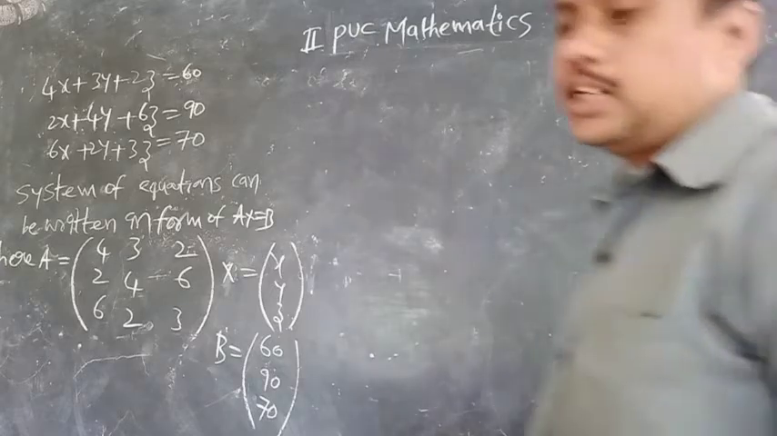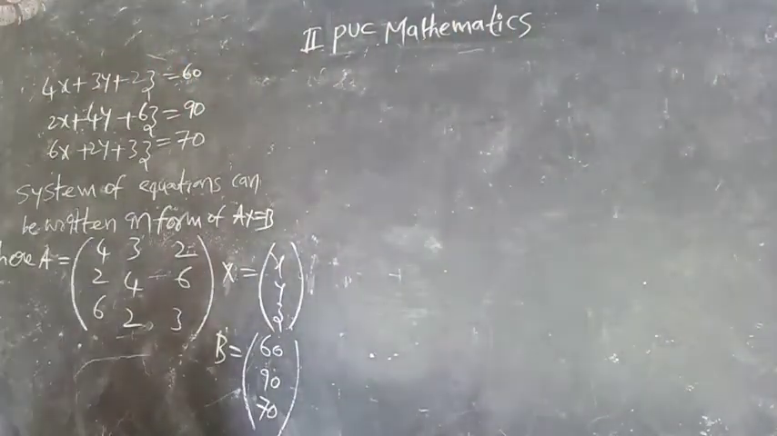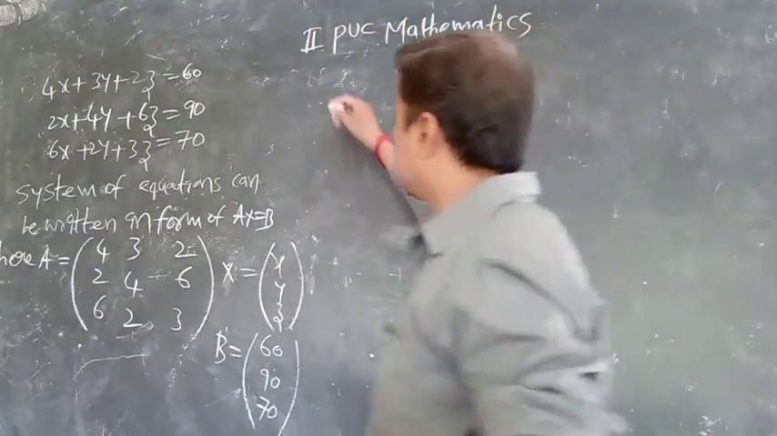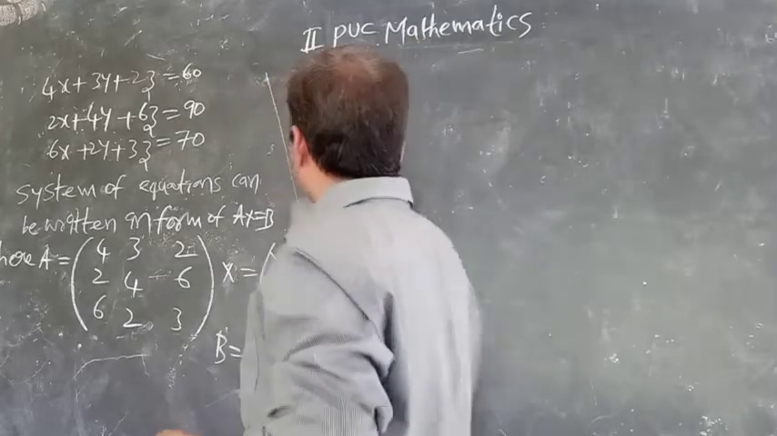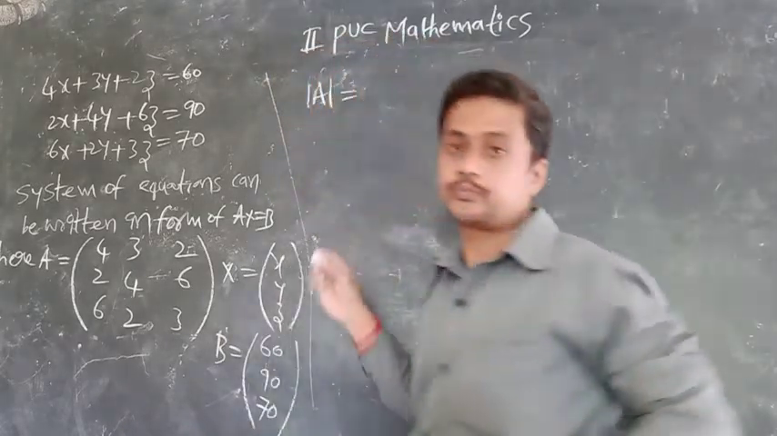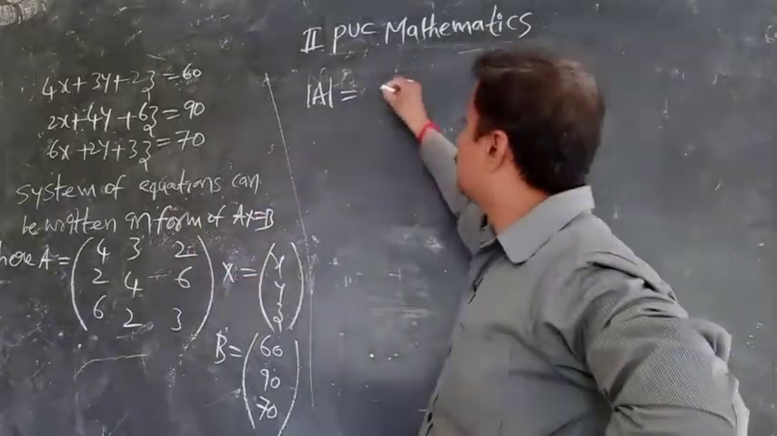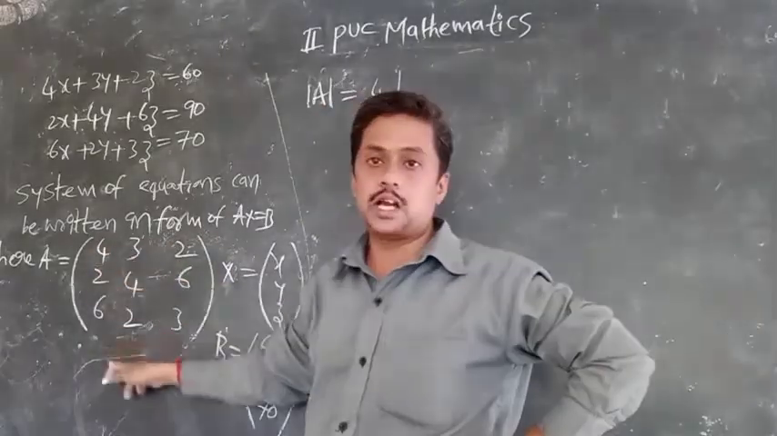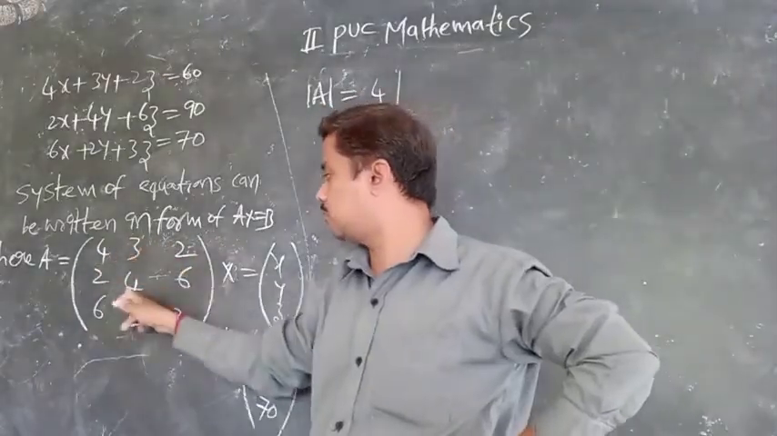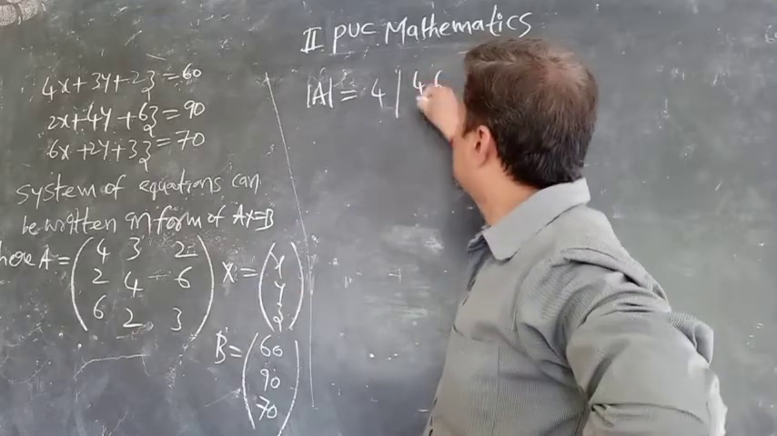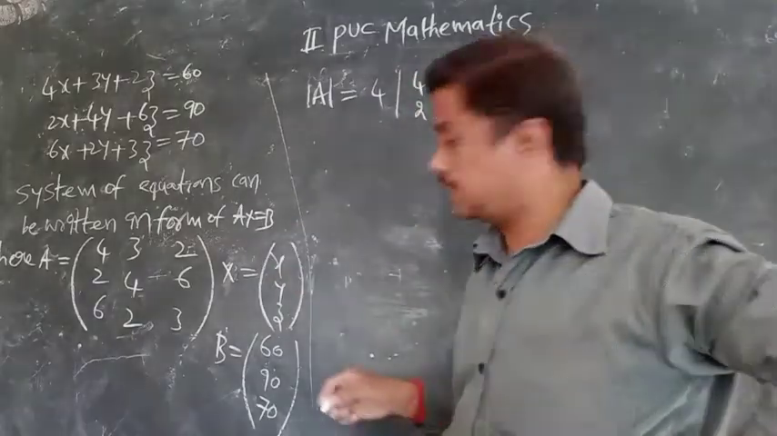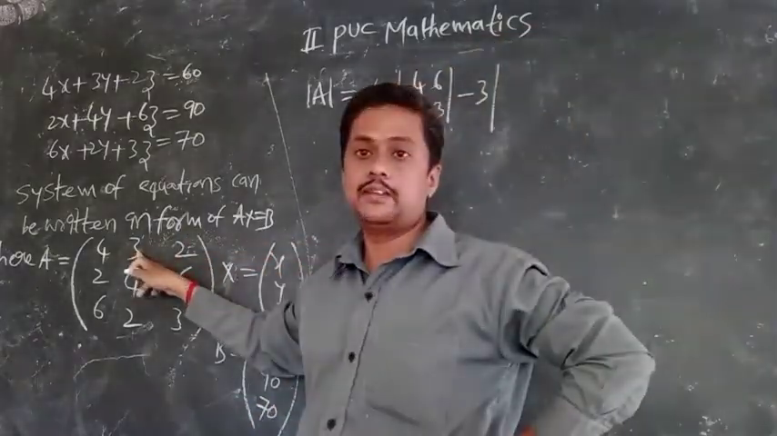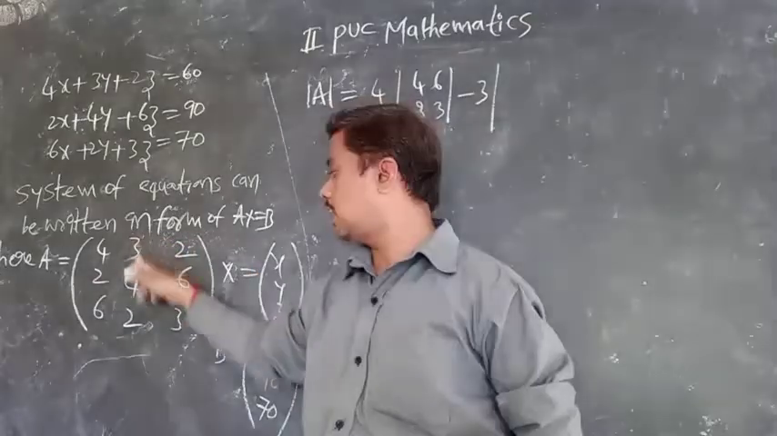Next step is what? You have to calculate the determinant value, det A. So det A is equal to 4 into, where 4 lies in the first row, first column, so eliminate the first row and first column: 4, 6, 2, 3. Minus the second one, minus 3 into the whole, where 3 lies in the first row, second column.